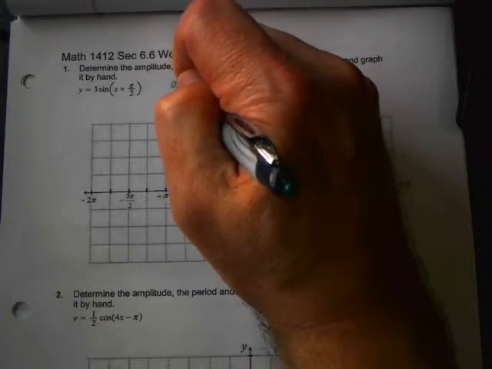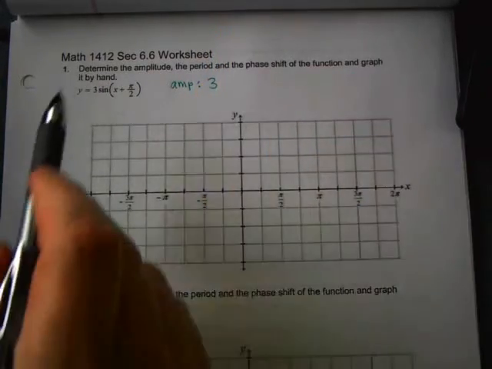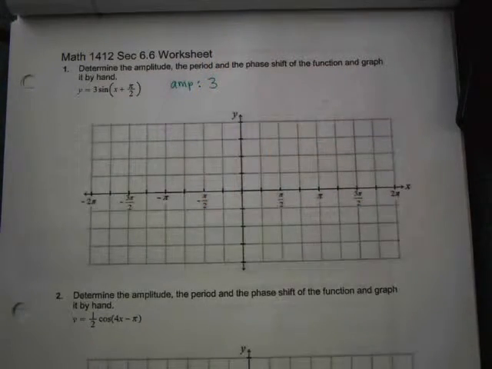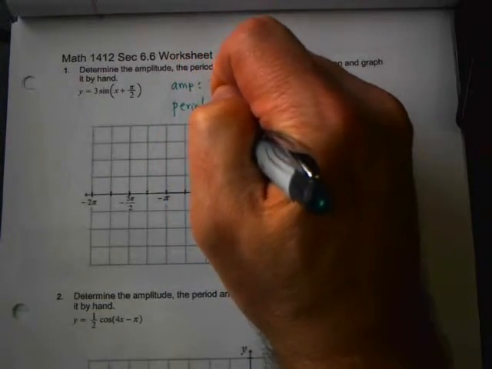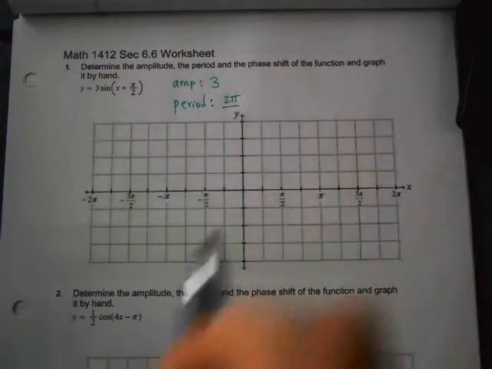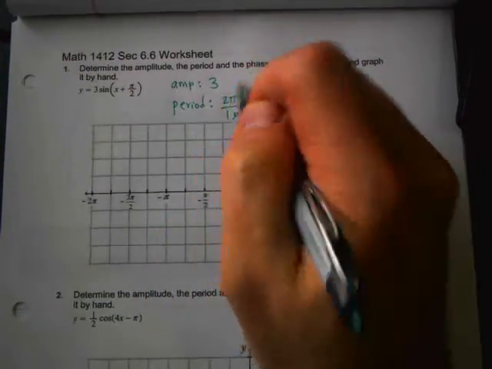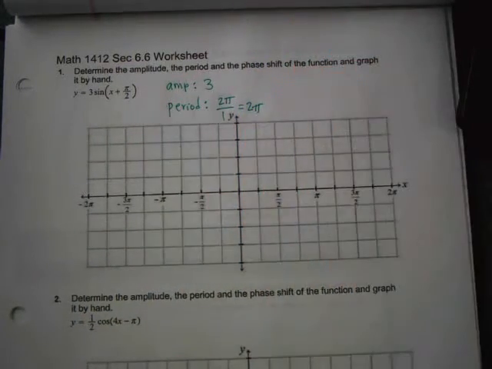First off, what's my amplitude? 3. That's the easiest one to figure out. The amplitude is 3. What's the period? 2 pi over, not over x, over 1. The number right here is the number 1. So our period is 2 pi. No change there.